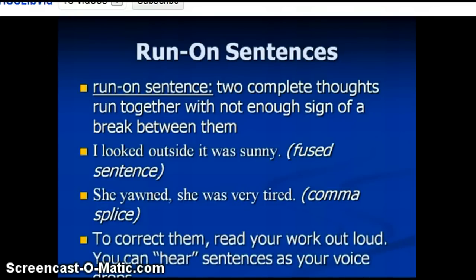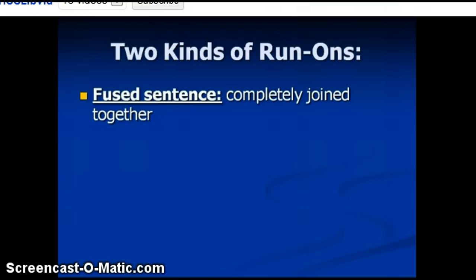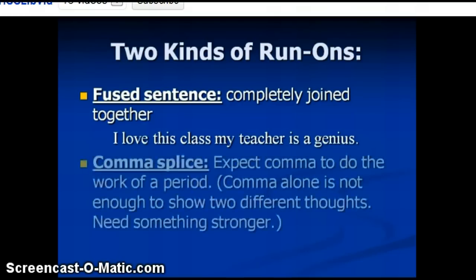So to correct them, you really need to. So again, we've got. Sorry for the harsh edit there. It's my first time. So we got two kinds of run-ons. We got the fused sentence, completely joined together, no comma, no punctuation, no period, no semicolon. That's the first kind of run-on. And the second one is the comma splice. And that's where we have the two different thoughts tried to be connected with just a comma.